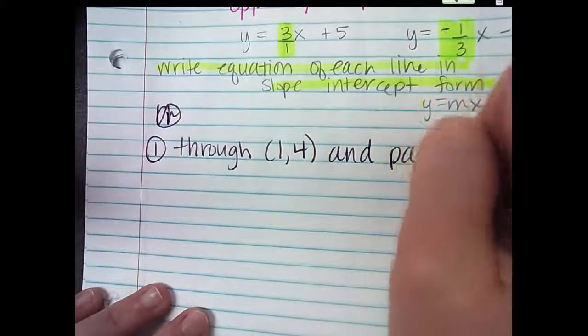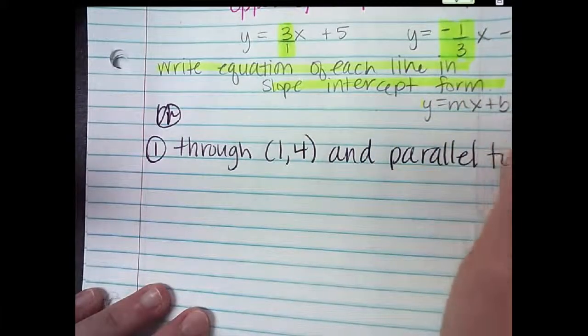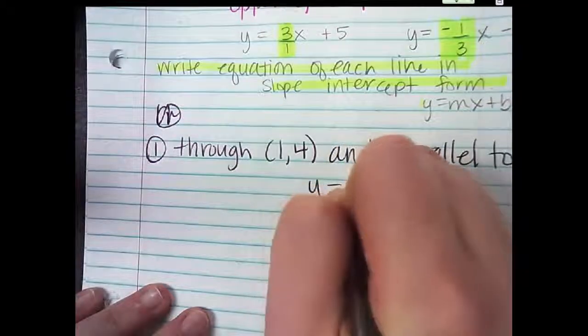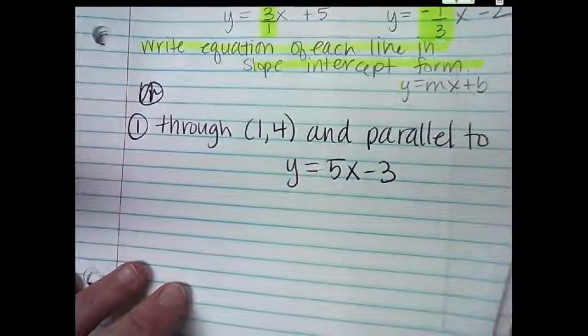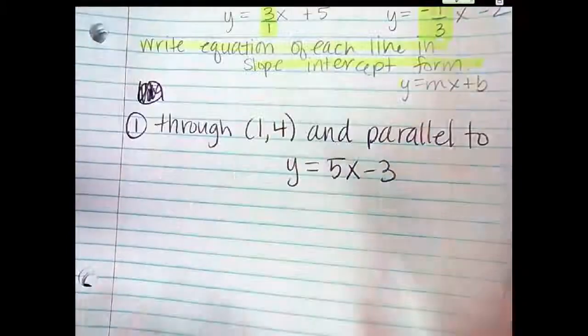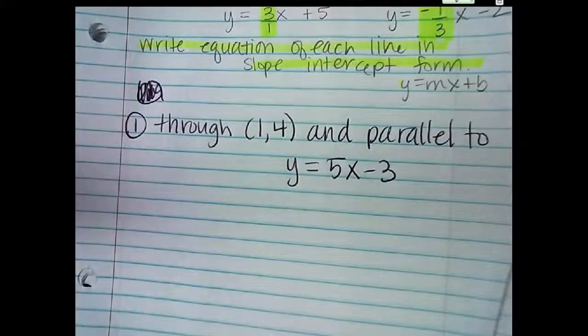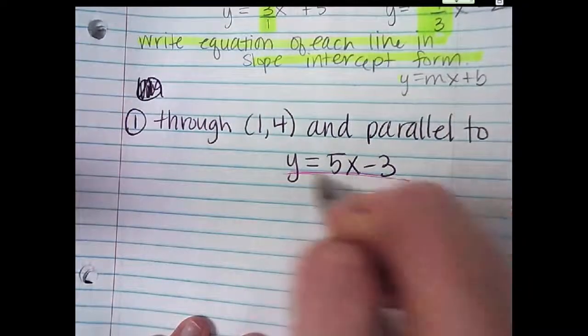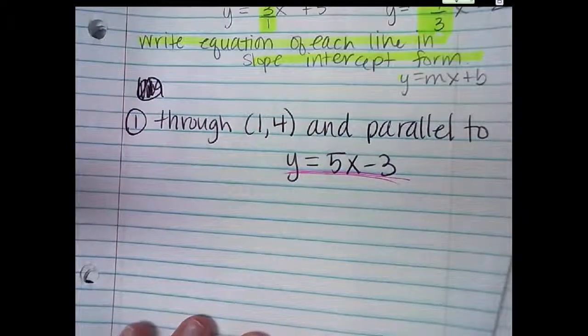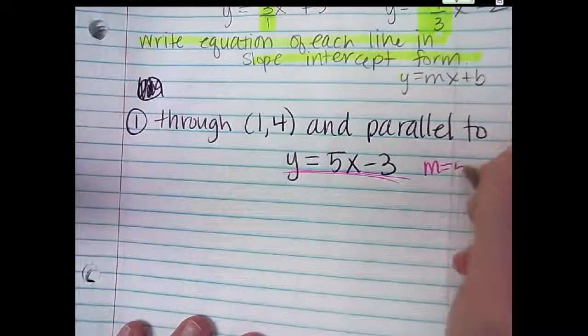and parallel to y equals 5x minus 3. Okay, so that's the first example. And there's 3 types of examples we're going to do today with parallel and perpendicular. This is one of them, and then there's perpendicular, and then there's one more type of problem. Okay, so the first thing you do is you look at this equation here. What is the slope of this line? 5, right. So the slope of this line is 5.